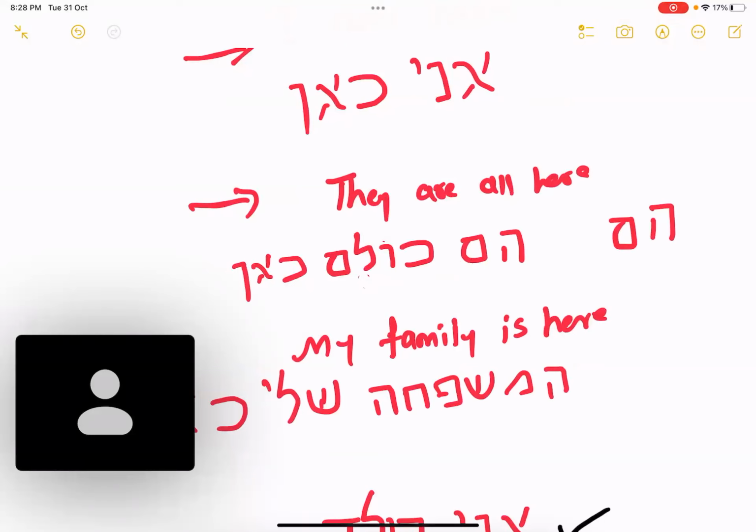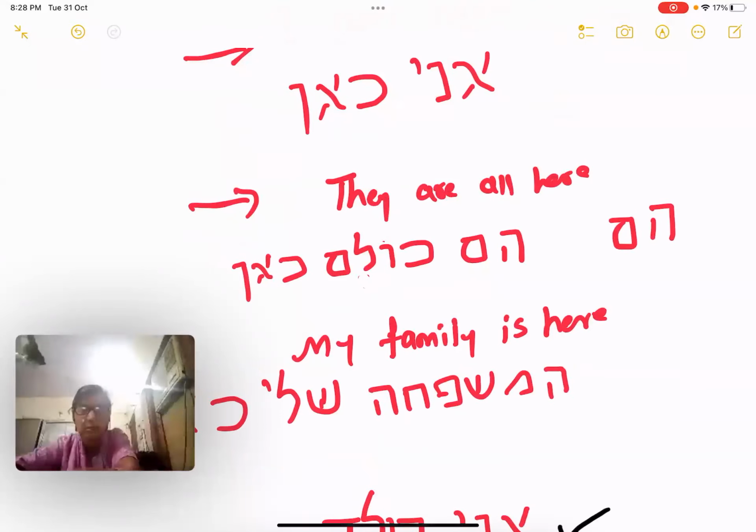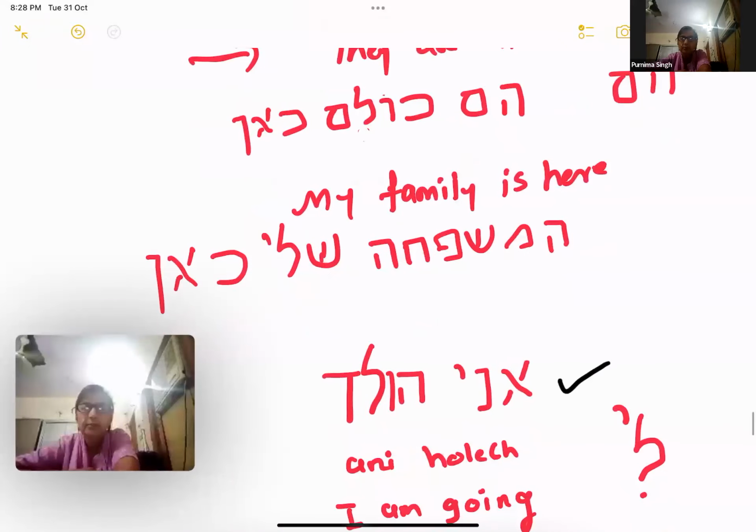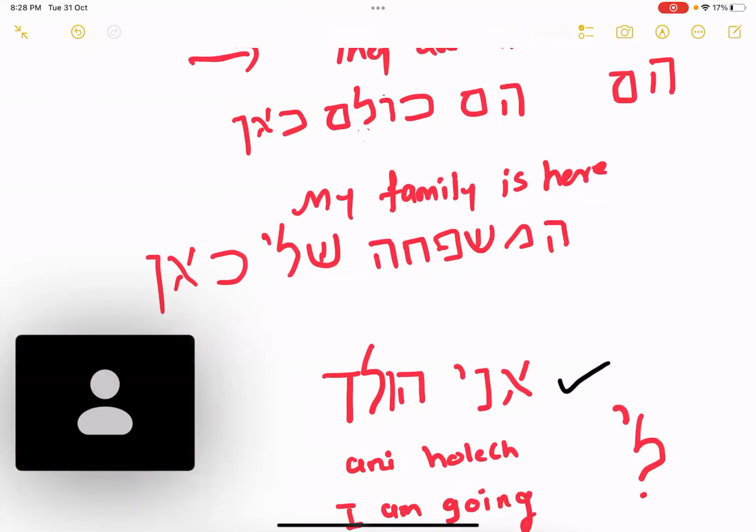Hem kulam kan. Hem kulam kan means they are all here. Hem means they. Kulam means all. They are all here. And this one, Mishpacha sheli kan. My family is here.